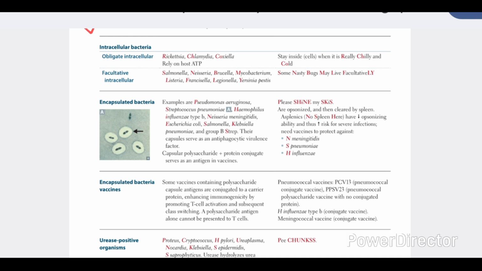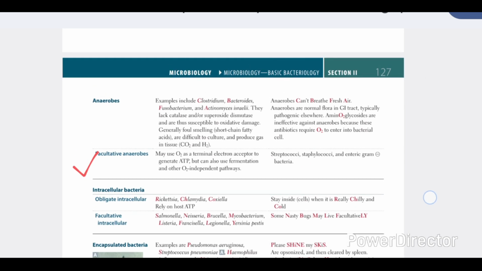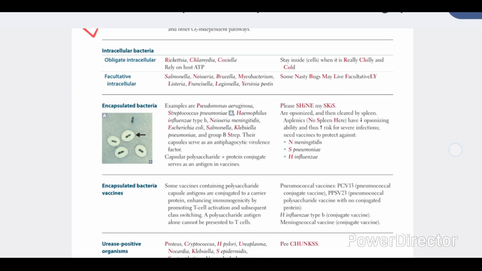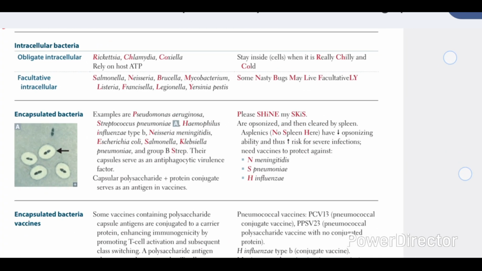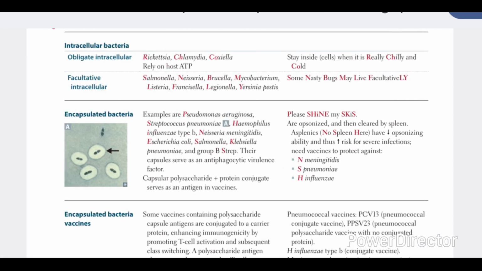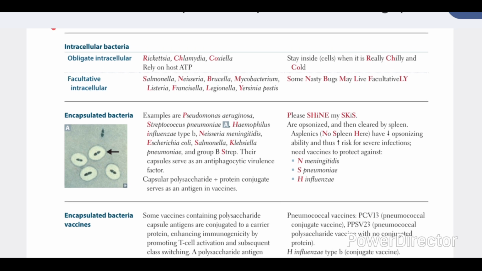I know these names can be really confusing at this point. But as we move on, you will get familiar with the names, and as we study the detailed pathogenesis and disease-causing ability of each bacteria, you will be more familiar with their names and the pathogenic mechanisms.